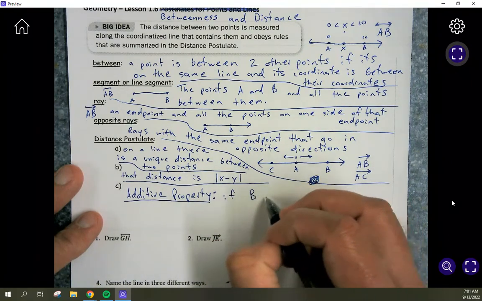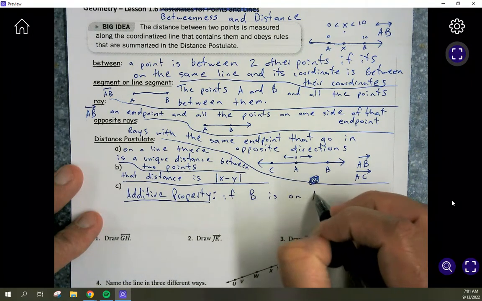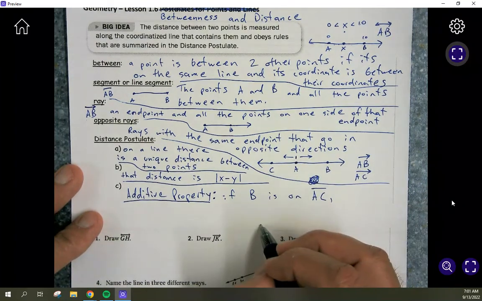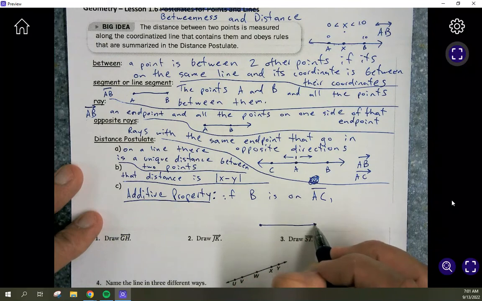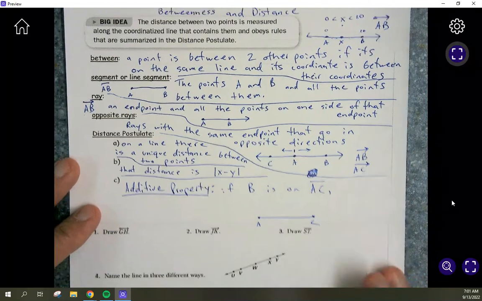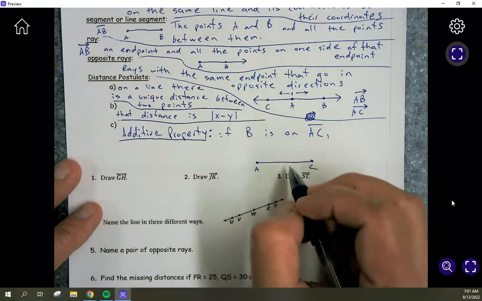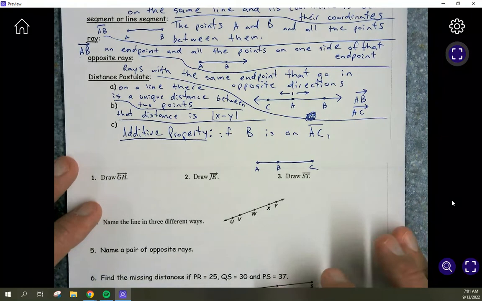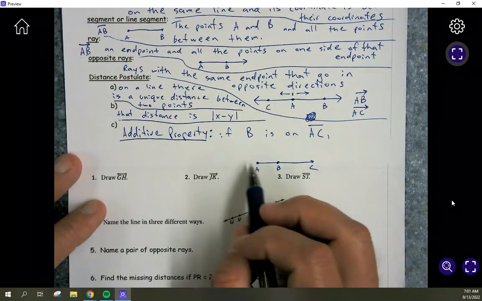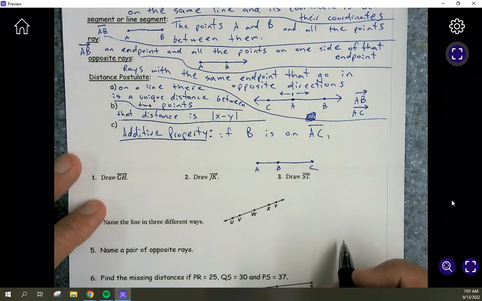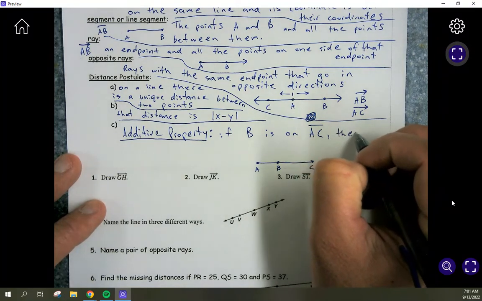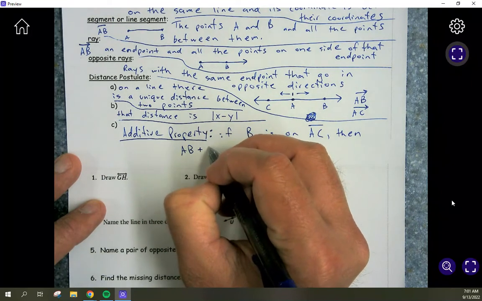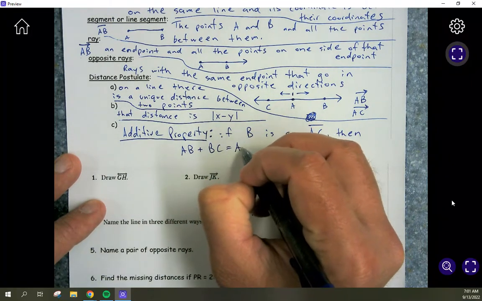So if B is on segment AC, let's picture this for a second. You've got a segment, meaning there's endpoints, A and C, and B is on this. B is somewhere in the middle. It doesn't have to be directly between them where it's equal on both sides, but it's somewhere on this line. So if B is on AC, the additive property says we can assume AB plus BC equals AC.